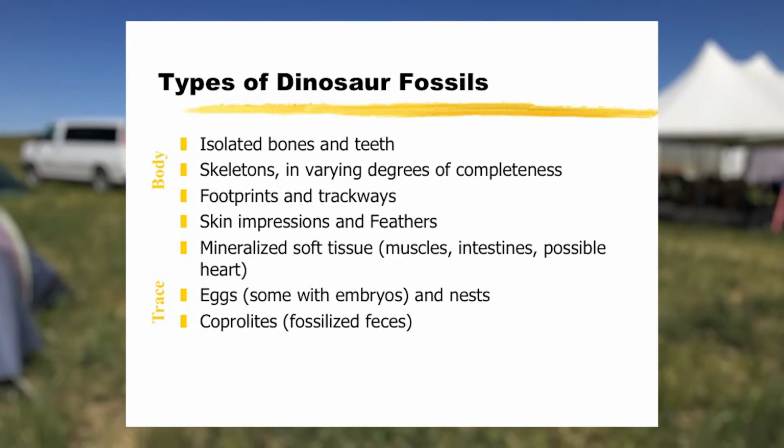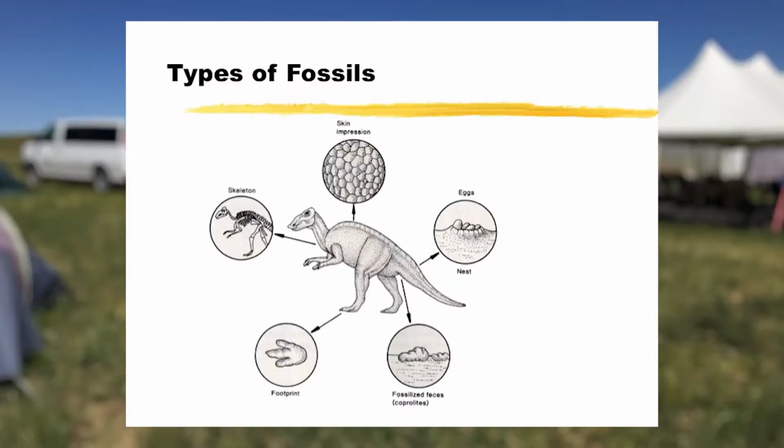There also are coprolites, which are fossilized feces, and these are lots of fun, and you do occasionally find those here. So this is a diagram just going over what I told you. Skin impressions, skeletons, eggs, footprints, fossilized feces. All these different representations are called fossils. They are things that are dug up that represent the animal when it was around.